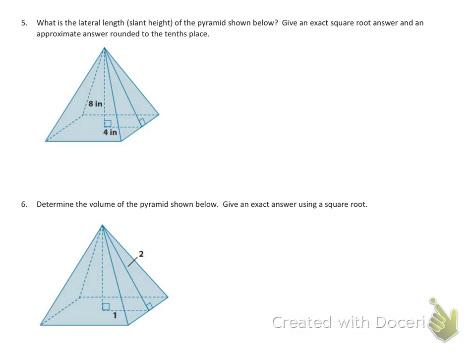All right, so here is the slant height, right there, perpendicular to that edge of the base. And notice that we've been given the height of this triangle, 8 inches. And another leg of that triangle goes to the center of the base there. So that's 4 inches. So we're asked to find the lateral length or the slant height. So I'm going to label it S.